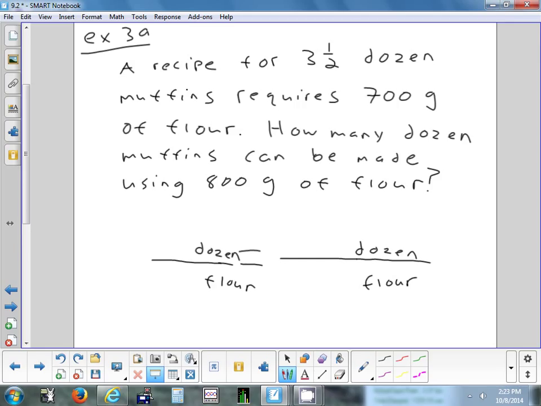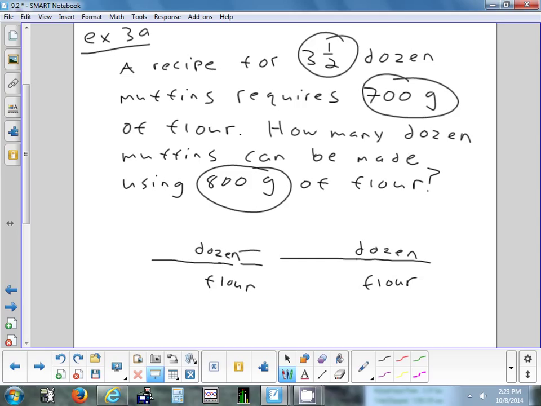Okay? So this is how you set it up. On the left, dozens in the top, flour in the bottom. On the right, dozen in the top, flour in the bottom. Now we're going to fill in the numbers we know. Look how many numbers we have. 1, 2, 3. We're only going to be missing 1 out of the 4 things we need.